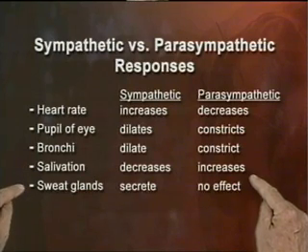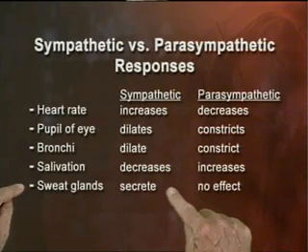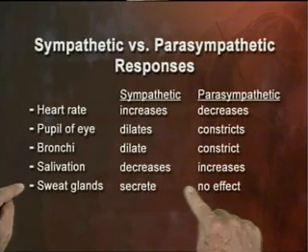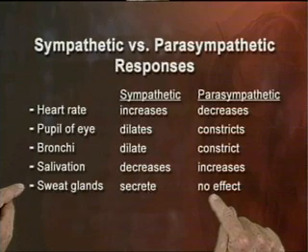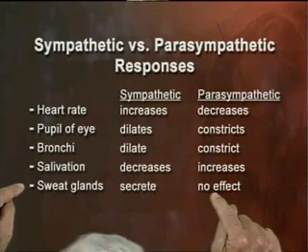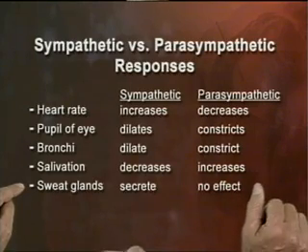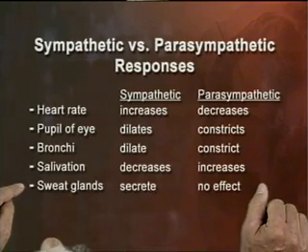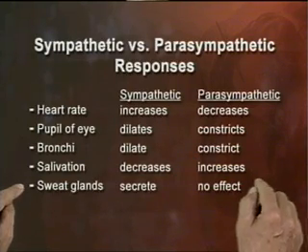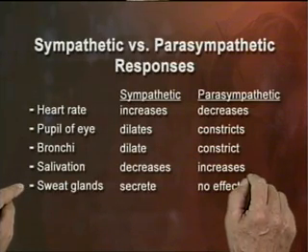Now, sweat glands secrete under the influence of the sympathetic division. There's no effect with parasympathetic stimulation simply because parasympathetic pathways don't go out to the superficial parts of the body at all. They're limited to deeper structures in the head, neck, and trunk.